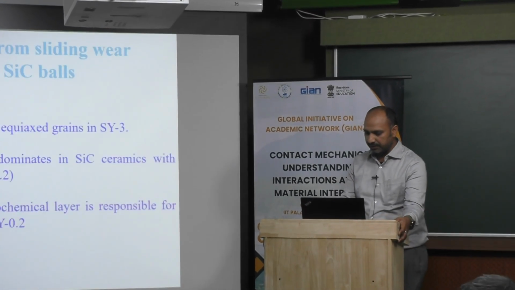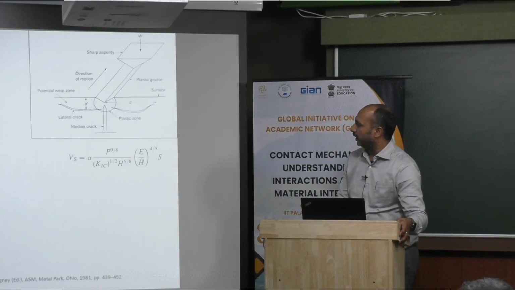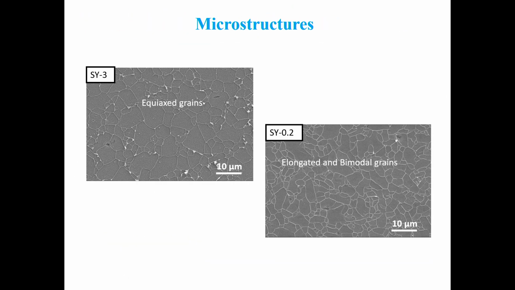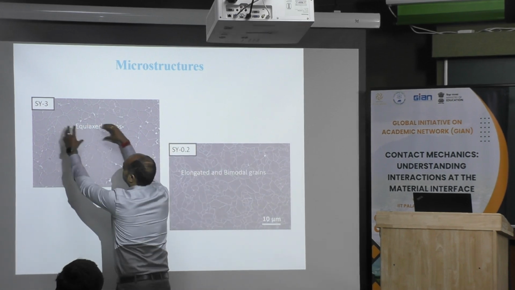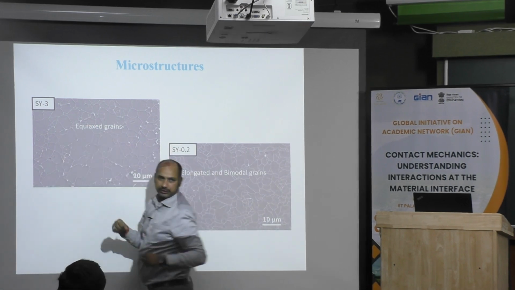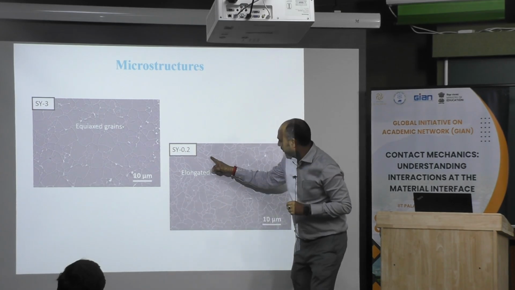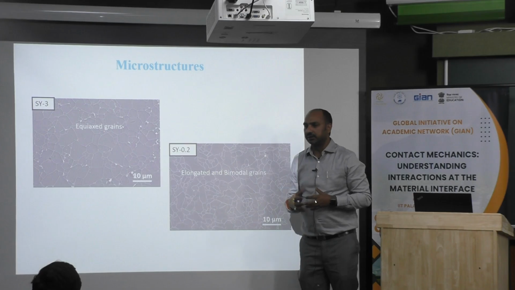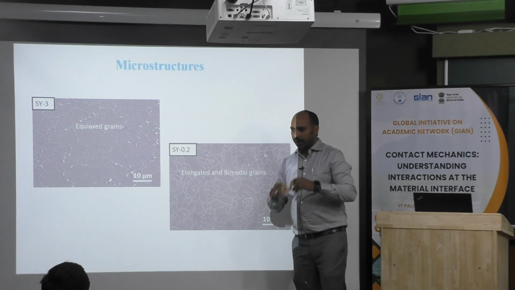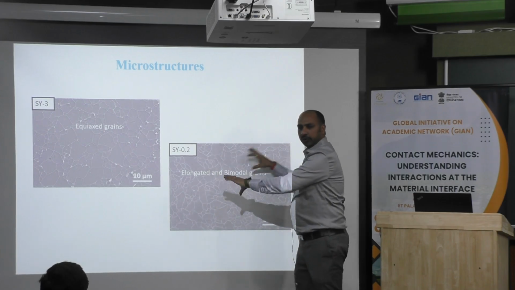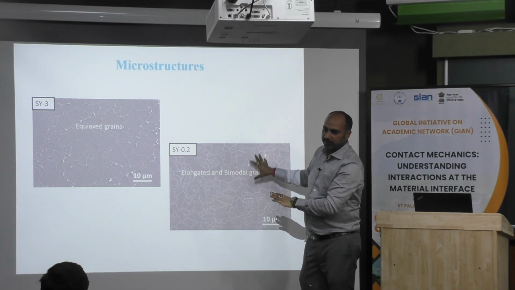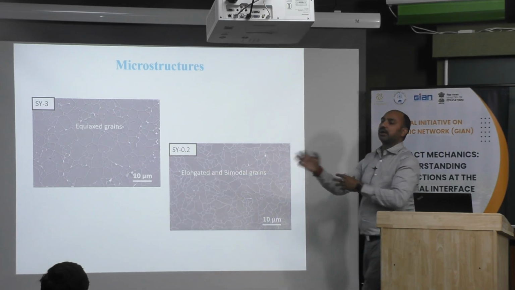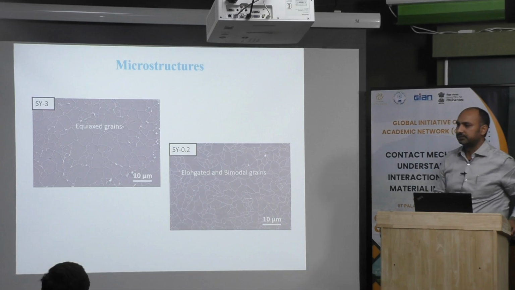Bimodal grain means it has somewhat elongated as well as equiaxed grains. Equiaxed means it goes almost the same in all directions, but here these are equiaxed, and these are elongated. So this is bimodal grain. If all are continuously elongated, we will see elongated grains, but here it has a mixture of elongated as well as equiaxed grains, and that is bimodal grain.